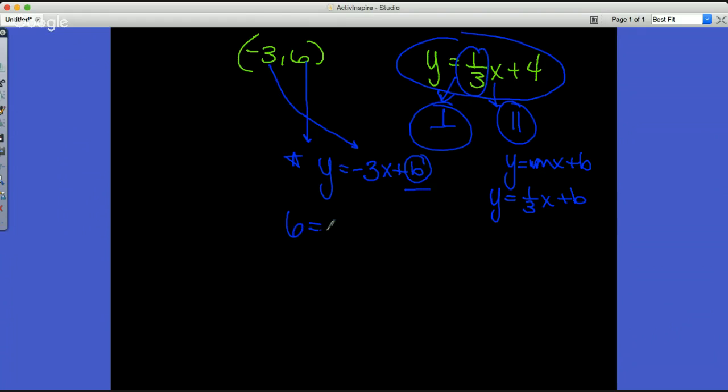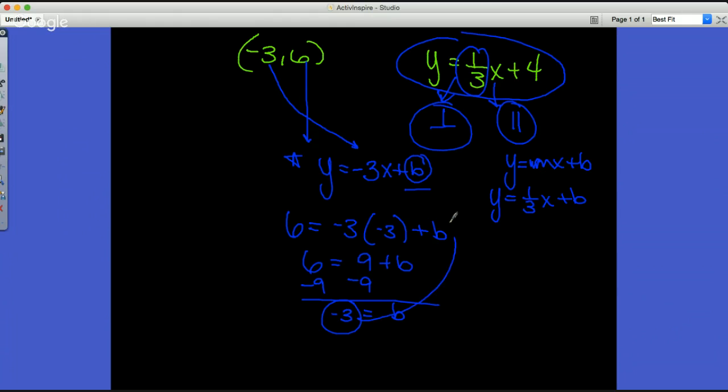So as we go, it's 6 equals -3 times -3 plus b. So when moving forward, we have 9 plus b, and we could simply solve by subtracting 9, where b is equal to -3. Now plug -3 back in for b, and now you've got your equation. Y equals -3x minus 3, and that right there would be the answer to our perpendicular line with y equals 1/3 x plus 4. Remember, perpendicular means that it creates a 90-degree angle when they intersect. And just so we make it clear, that's how we would write it.